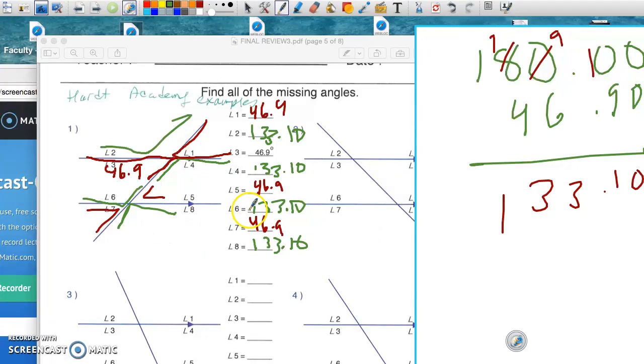Ta-da! See that? Nope. Didn't catch that? Let's do one more.